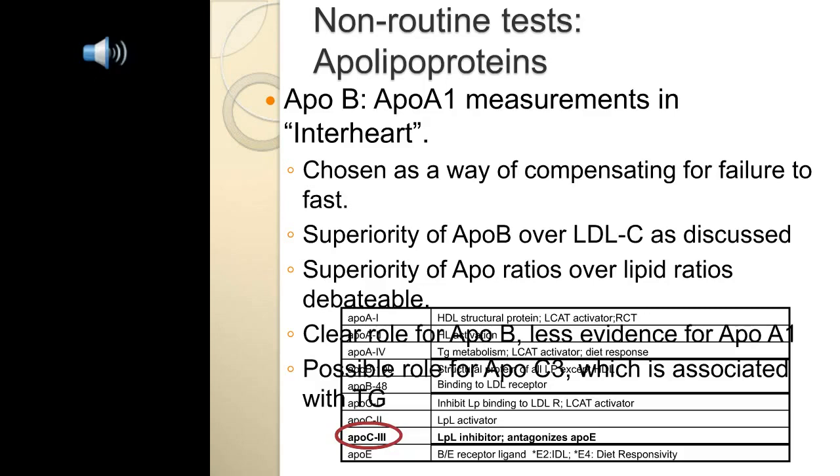There is a clear role, I think, for the use of ApoB based on its superiority over LDL cholesterol, but we'll look at the issues for ApoA1 in a minute, and I think there's less evidence for the need to separately measure ApoA1. And amongst the other routine apolipoproteins, apart from the ApoB, the main other apolipoprotein which may come to have a diagnostic role is ApoC3 measurement, which has quite a close association with triglyceride levels.